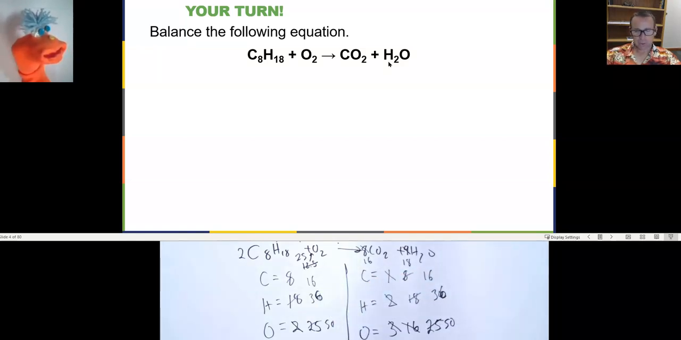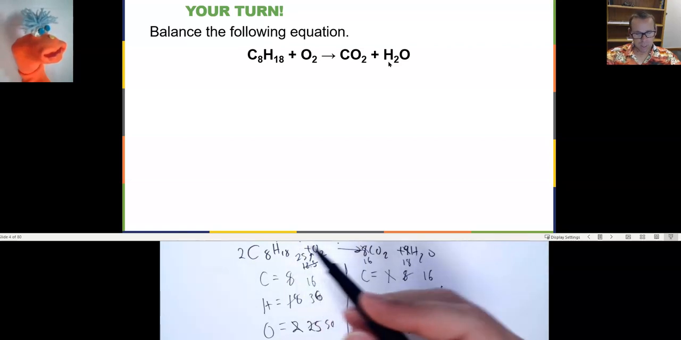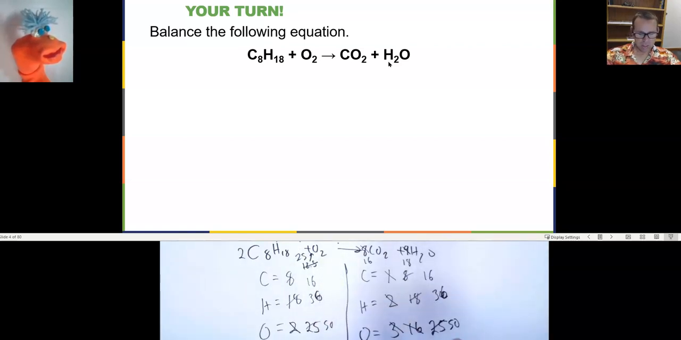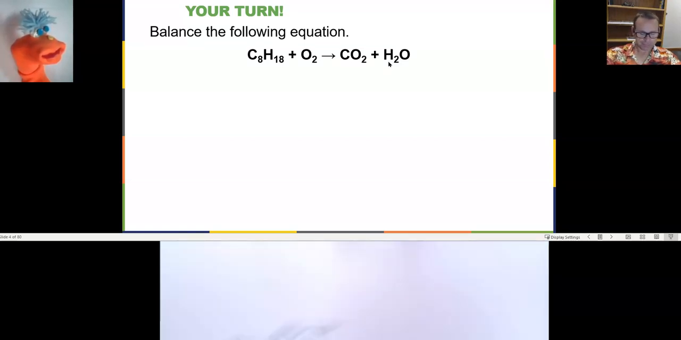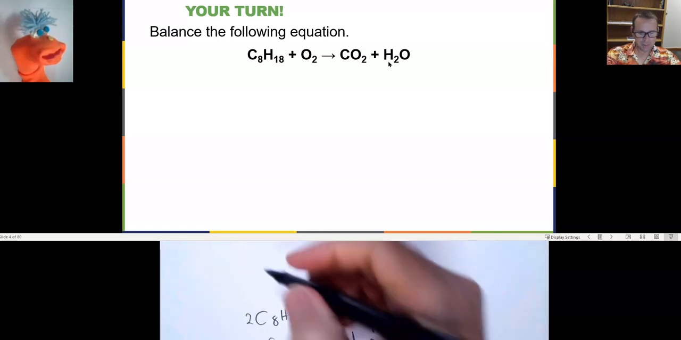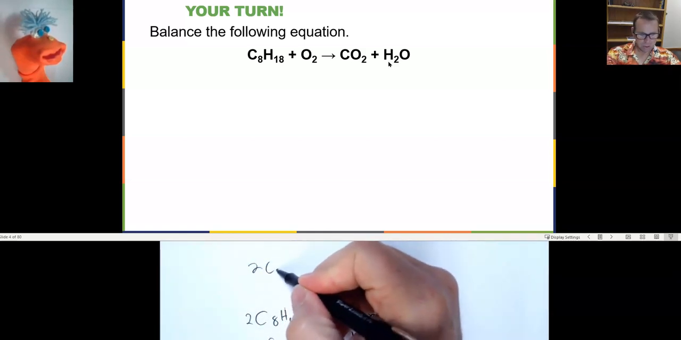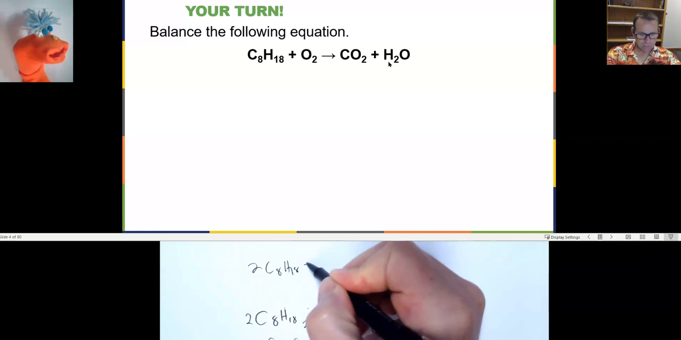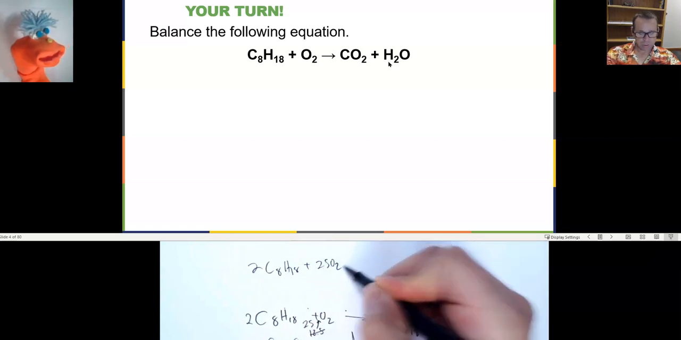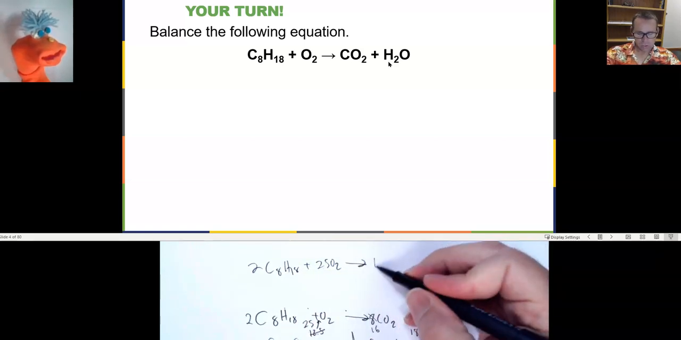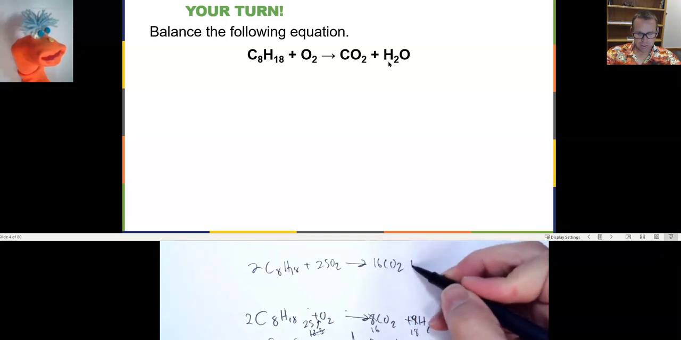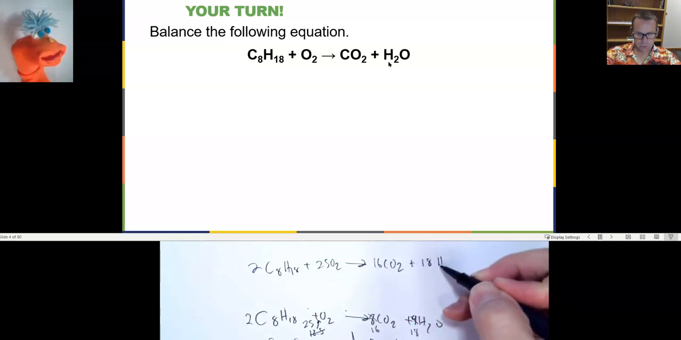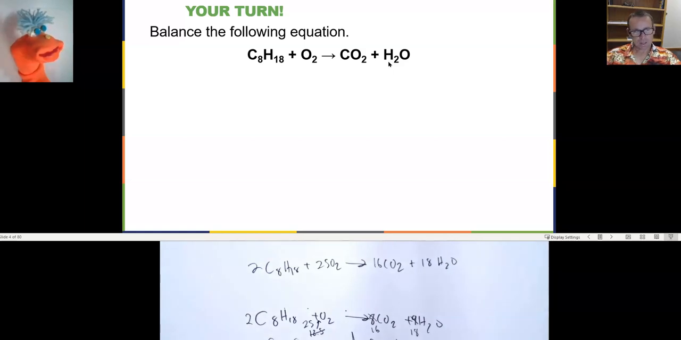There we go. That shows us that this is the balanced equation: 2 C8H18s plus 25 O2s goes to 16 CO2s and 18 waters. Okay, good. Hopefully you took that chance to practice that and you followed along there.